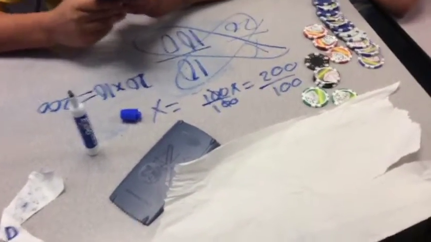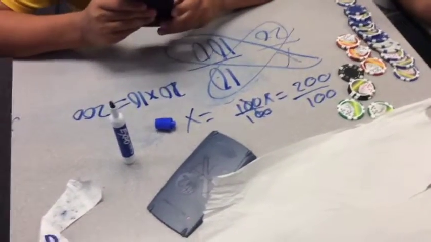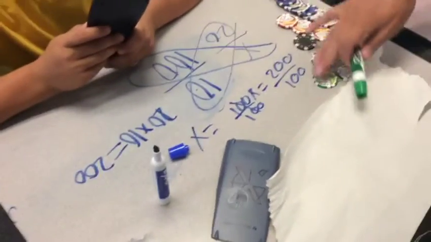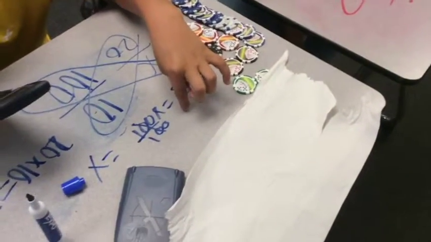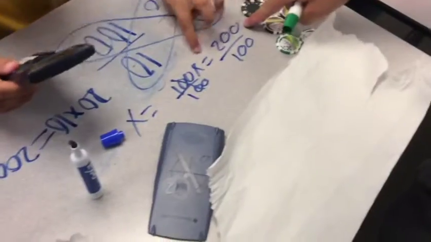Remember when you're doing a fraction in a calculator, the top goes first, divided by the bottom. So divide 200 by 100, and write that in there. Isn't this one going to give my answer? x equals 2. And 75 divided by 100.